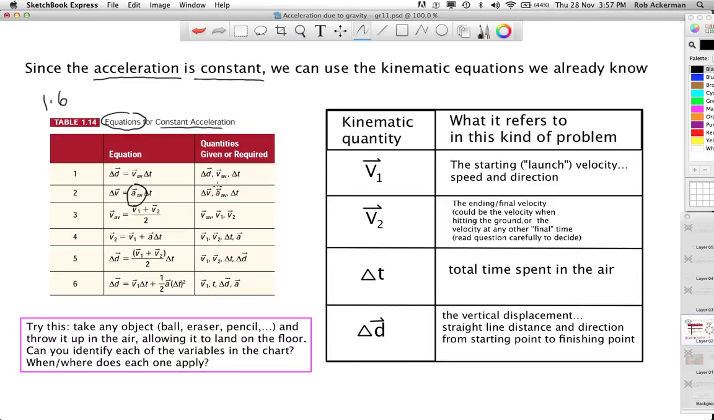I see acceleration there, I see it again here, see it here, I see it one more time here.